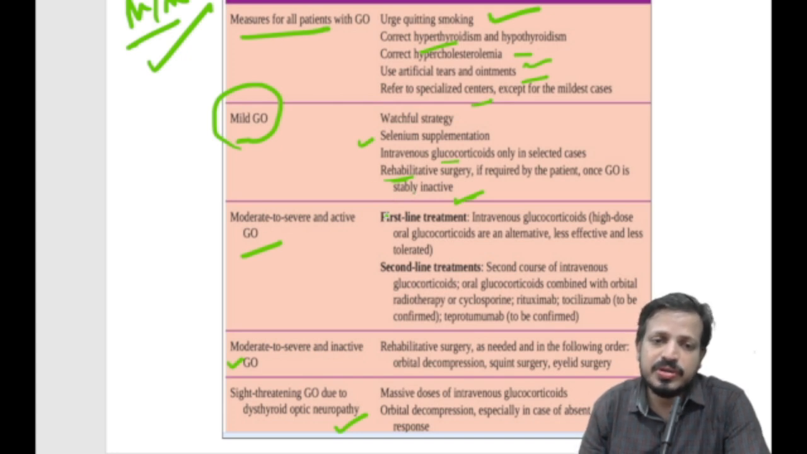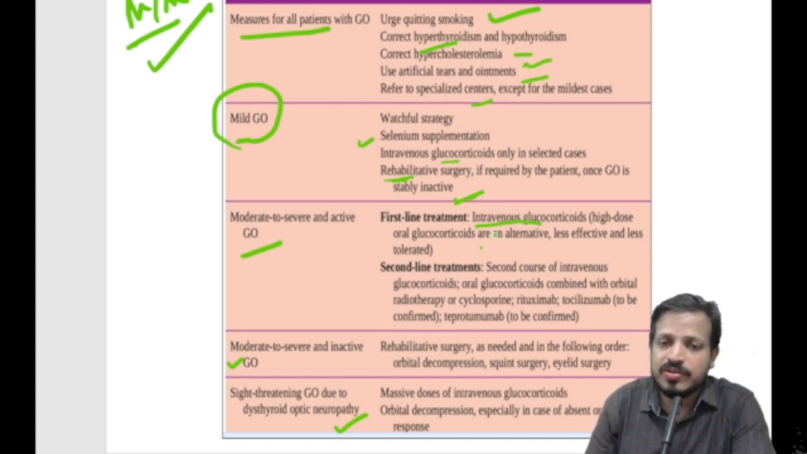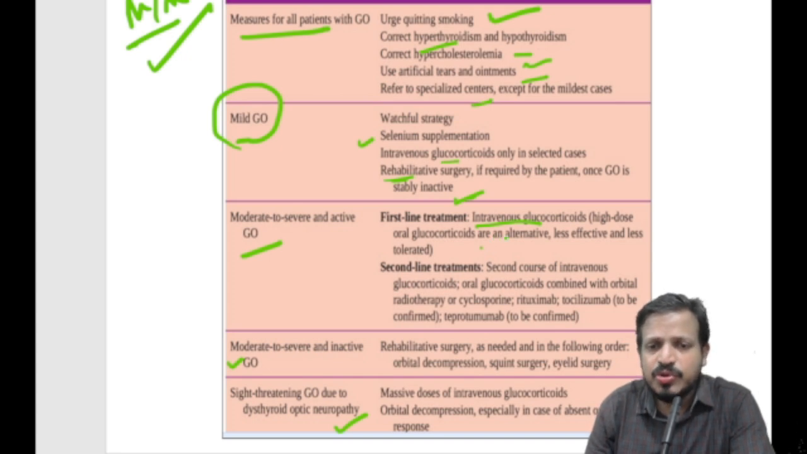Then moderate to severe or active Graves' disease. The first line treatment is intravenous glucocorticoid therapy. High dose oral glucocorticoid is the alternative, but it is less effective. So first line in moderate to severe active Graves' ophthalmopathy is intravenous glucocorticoid therapy. In second line, a second course of intravenous glucocorticoid, or oral glucocorticoid combined with orbital radiotherapy or cyclosporin, or other modalities of treatment like rituximab, tocilizumab, or teprotumumab we can give.